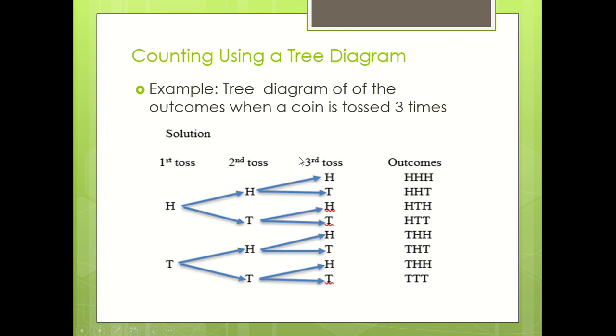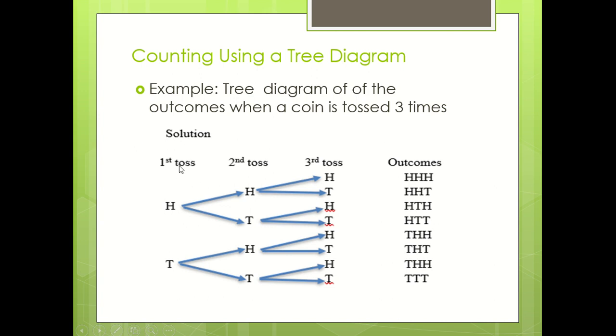The third method is to count by using a tree diagram. A tree diagram looks like this one. The problem here is to count the total number of possible outcomes when a coin is tossed 3 times, or if you are going to toss 3 coins.